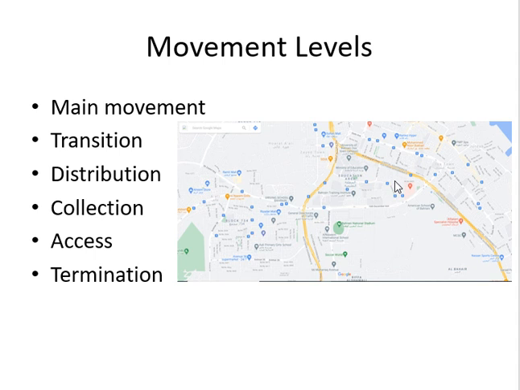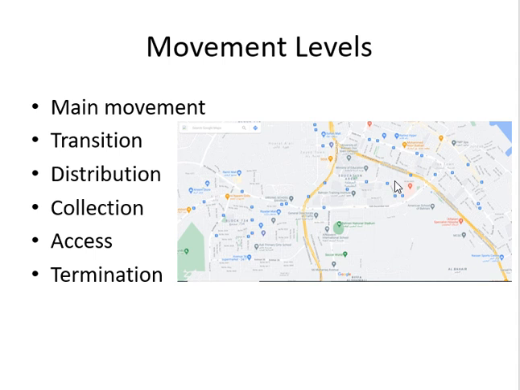So main movement, one area to another area. Transition, change in service. Distribution and collection, now you are going towards your area and inside your area. Access, the last street. And termination, the final point. Clear? But all trips may not have all the stages.